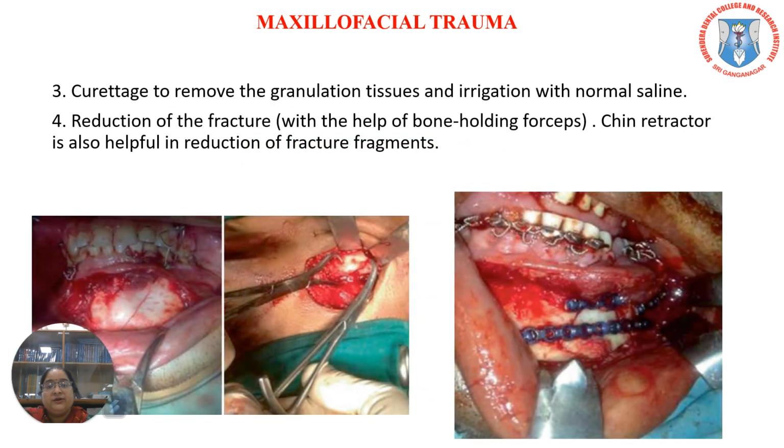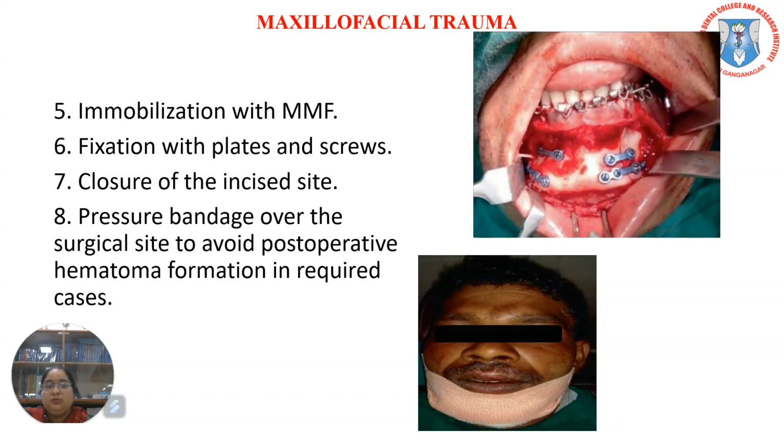Then curetting, if there is any granulation tissue. Irrigation with normal saline and betadine solution is done to clear out any granulation tissue. Then reduction of the fracture segment is done with the help of bone holding forceps, or a chin retractor is also helpful in the reduction of the fracture fragment. Then plates are placed, that is fixation. Immobilization may or may not be required after opening the intermaxillary fixation.